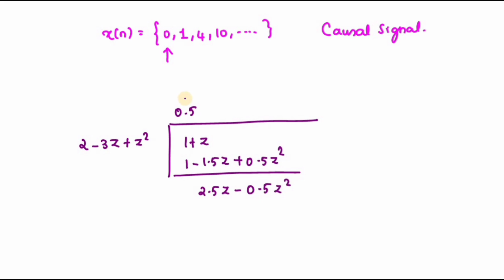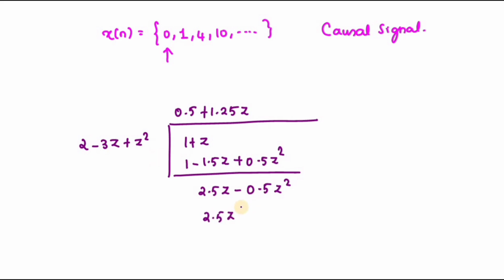right? So again, if I want to get 2.5, I have to multiply with 1.25 of z. So if I multiply with 1.25 of z, you get 2.5, right? So this is 2.5.